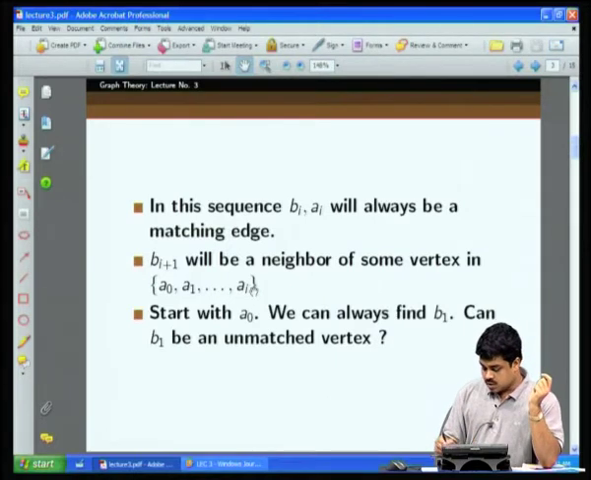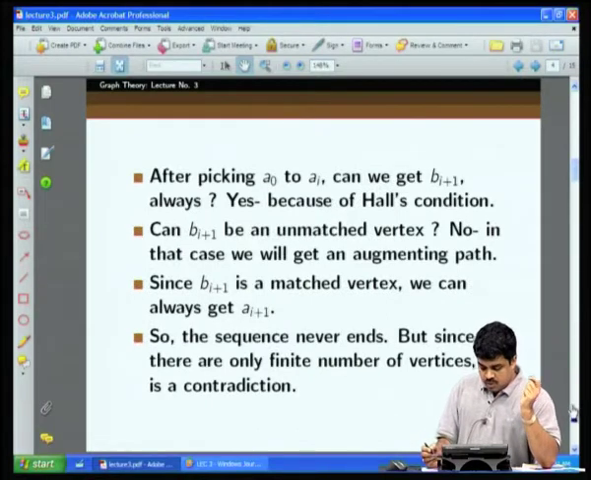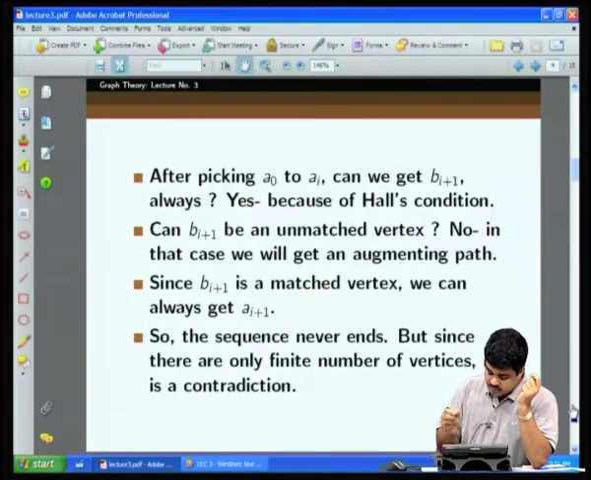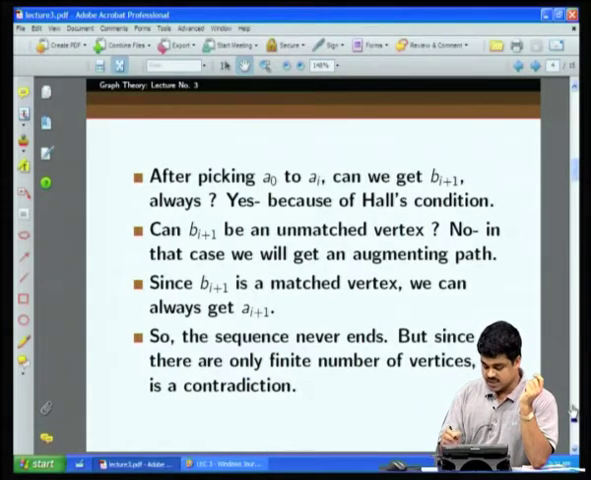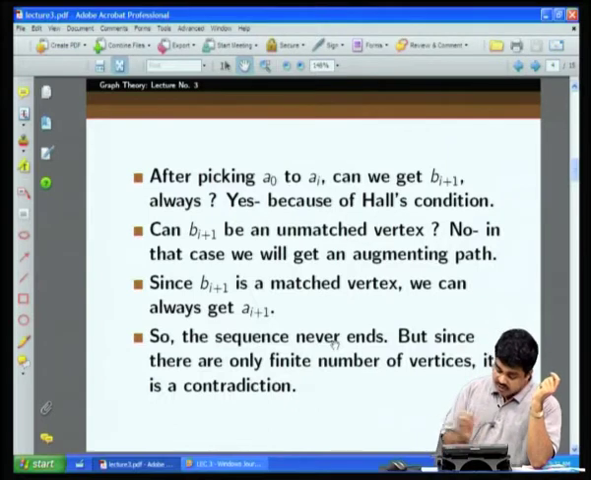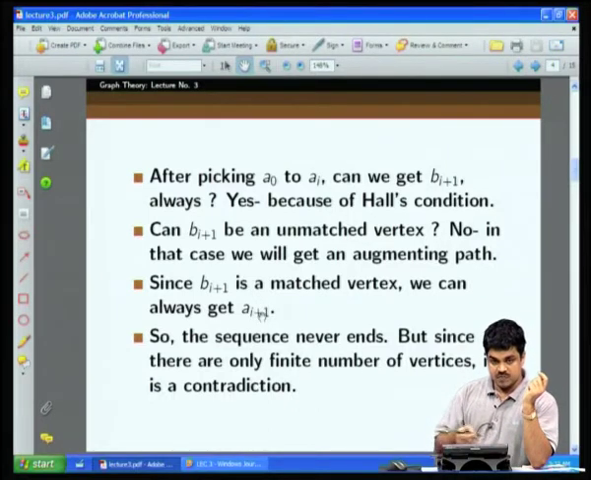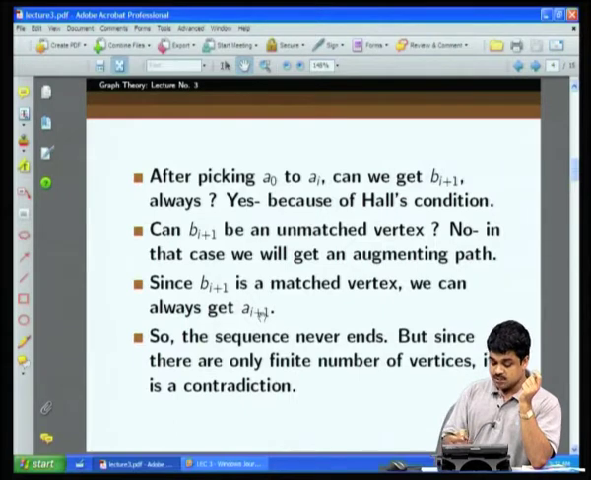Now, this Bi+1 cannot be an unmatched vertex, because if Bi+1 is an unmatched vertex, then we will end up with an augmenting path, which contradicts the assumption that we have already taken the maximum matching. So, once we get a Bi+1, it is a matched vertex, and then we can always get an Ai+1 by traversing back through the corresponding matching edge. So, Bi+1's partner on the A side will be Ai+1.